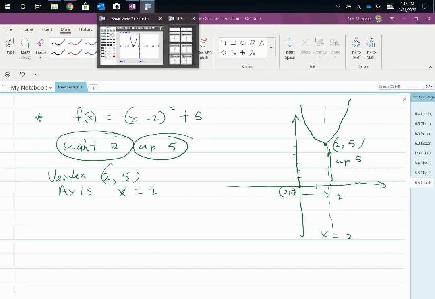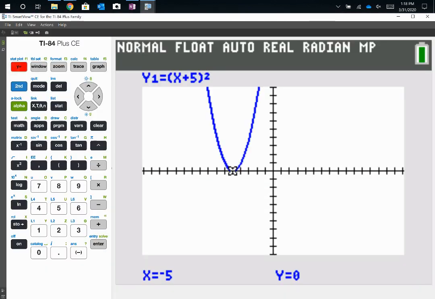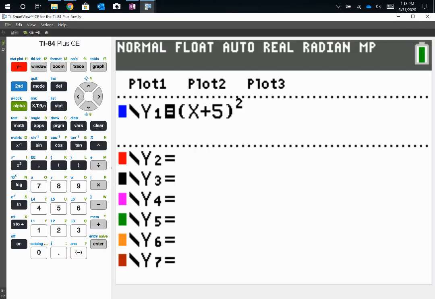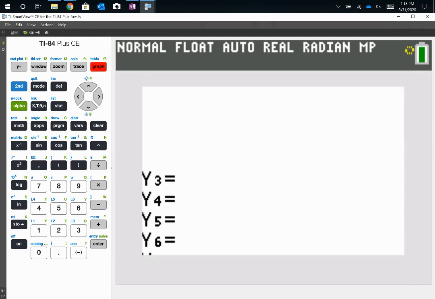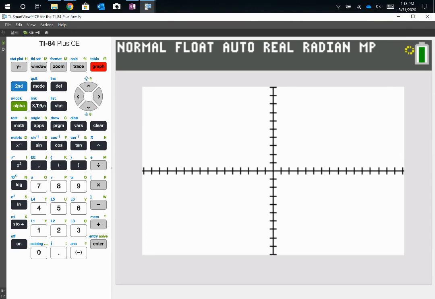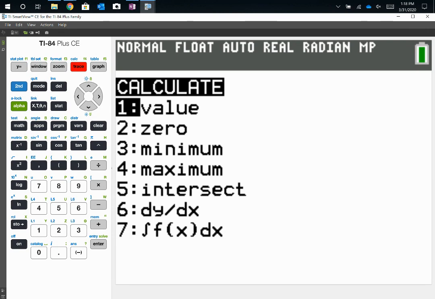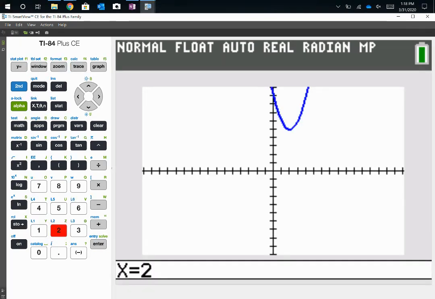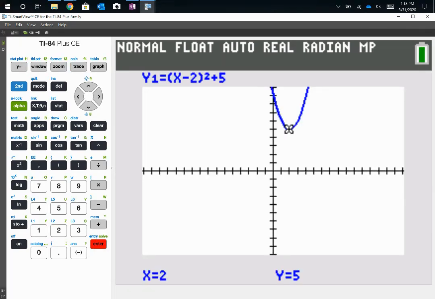So if I were to say y equals (x minus 2) squared plus 5 and graph it, I would see my graph all the way in the top right-hand corner with the vertex being at (2, 5).